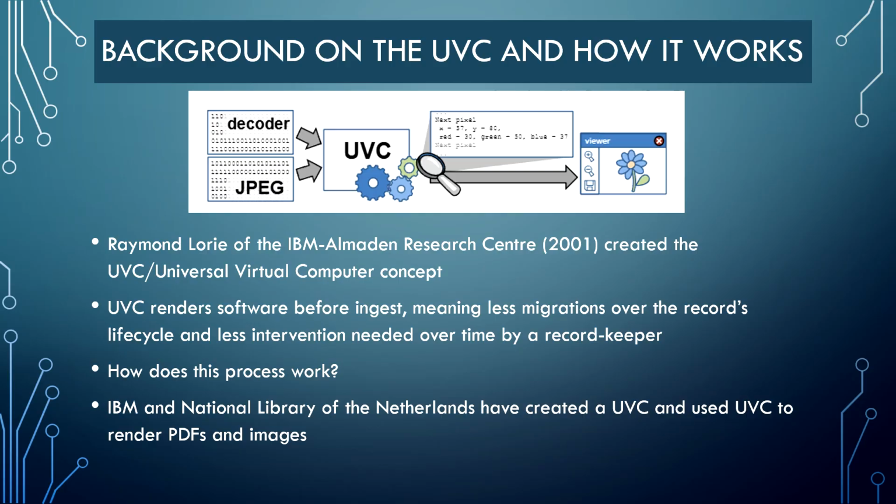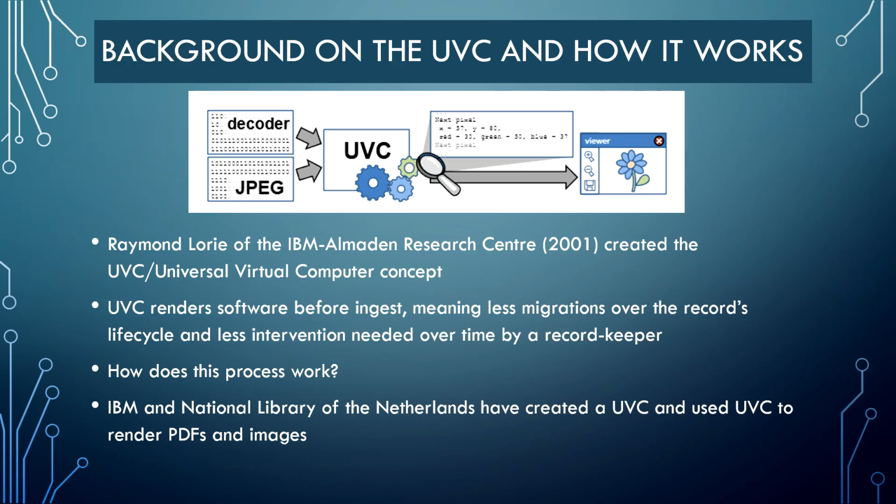This method archives the software that is used to render these digital objects, and this, along with the bit stream that represents the document, are loaded into the emulator. The main problem with migrating files, the method, is that the documents need to be transformed and maintained throughout its life cycle. But with UVC, software is rendered before ingest. The more time that is spent developing this software before ingest, the more authentically the document will be rendered. This means less migrations over the record's life cycle and less intervention needed over time by a record keeper.